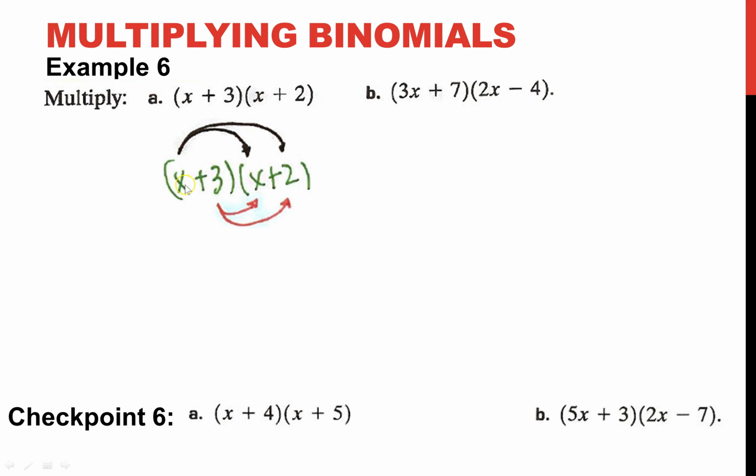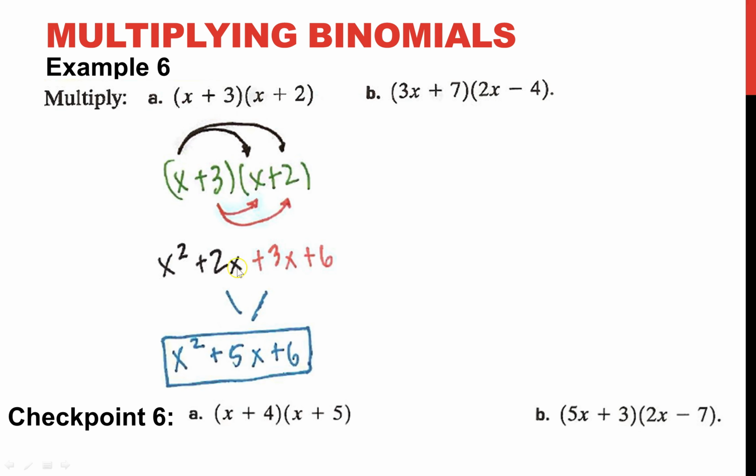All right. What that gives me is x squared plus 2x. This x times x is x squared. The x times 2 is 2x. Then the red arrows guide me. 3 times x is 3x, and 3 times 2 is 6. And here in the middle, I see I have two terms that are the same. 2x plus 3x is 5x. So I'm going to combine like terms, and I'm done.